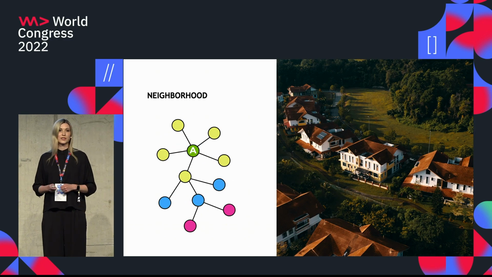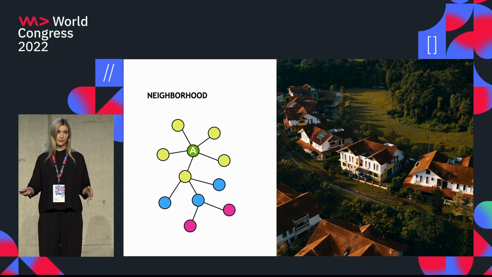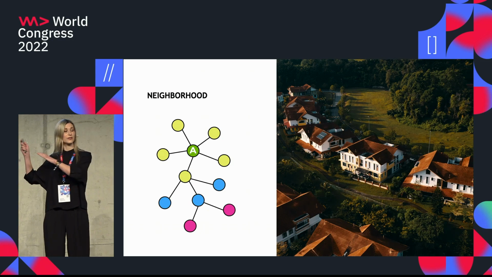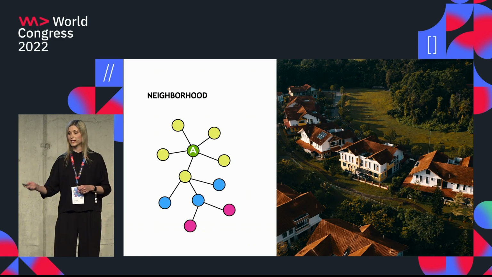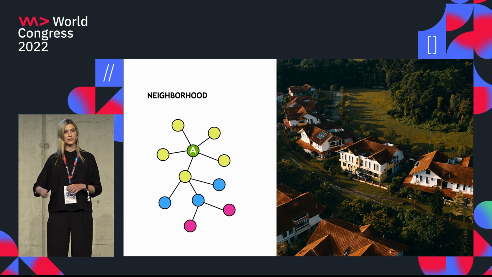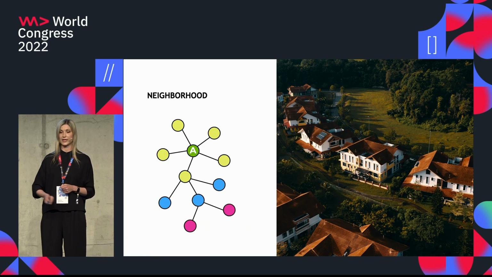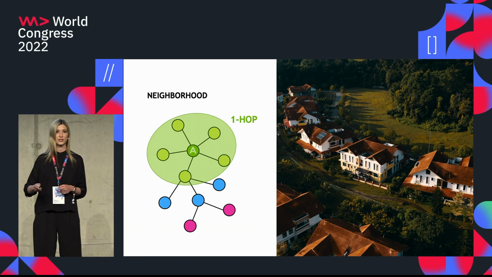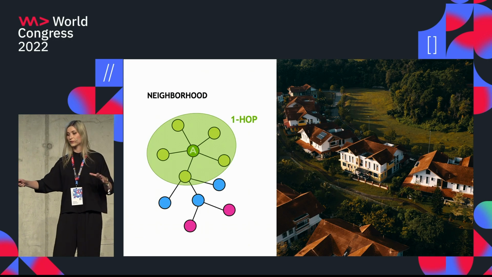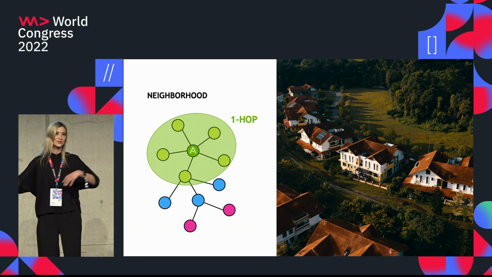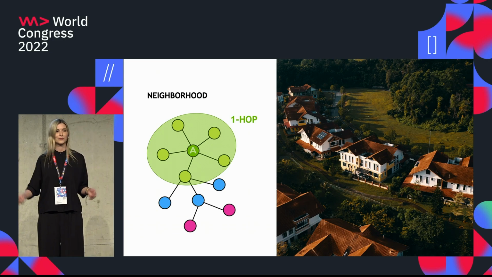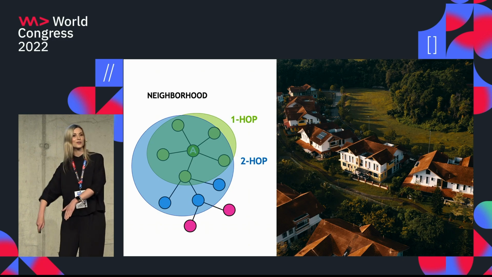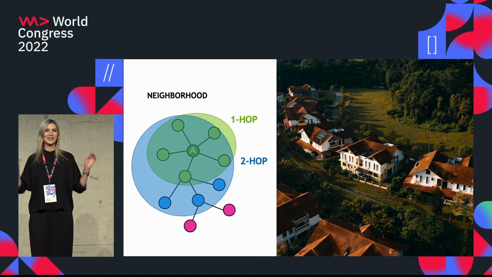Another important notion applied to graphs is the notion of neighborhood. By neighborhood, we understand the following: we have our node A, and if we take all the adjacent nodes, this is the neighborhood of the node A. We call it the one-hop neighborhood for all direct connections. If we want to extend it further and take the neighbors of the neighbors and include them in this neighborhood, we call it the two-hop neighborhood. And it can go deeper and deeper, up to the k-hop neighborhood.